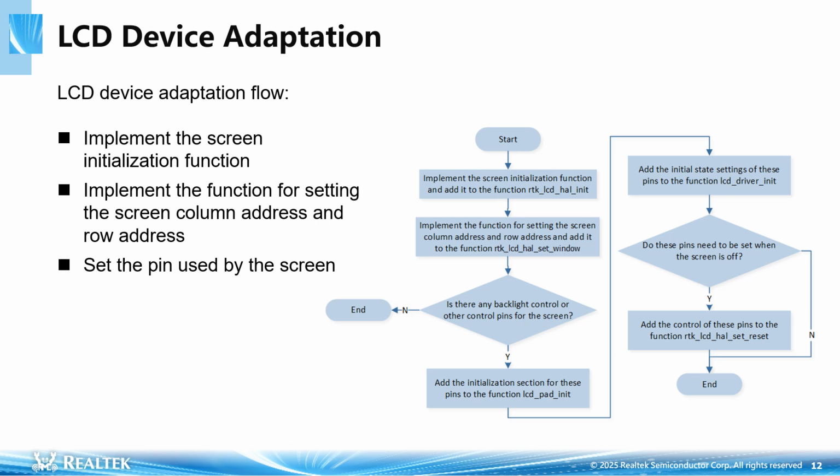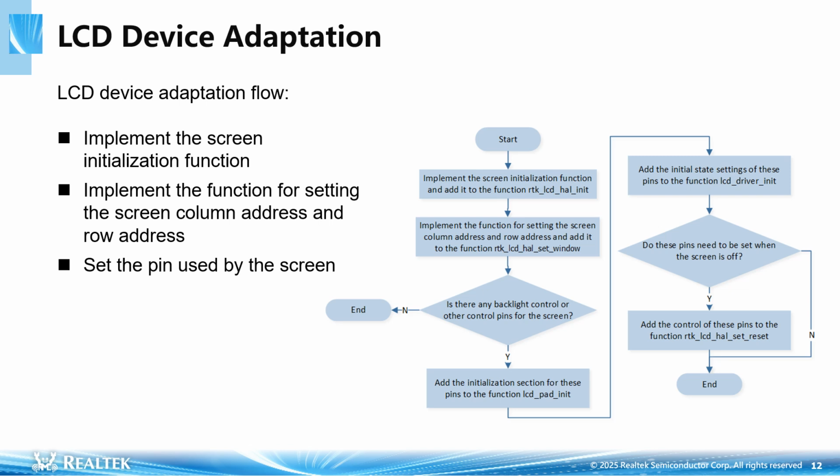Below, we will take the screen with QSPI interface as an example to introduce how to adapt your own screen to the LCDC demo project. Firstly, it is necessary to implement the screen initialization function and add it to the function RTK LCD HAL init. The specific content of the initialization function is to send the screen initialization instruction to the screen through the QSPI interface. The screen initialization instruction is provided by the screen manufacturer. The implementation of this function can refer to the function sh8601a init of sh8601z.